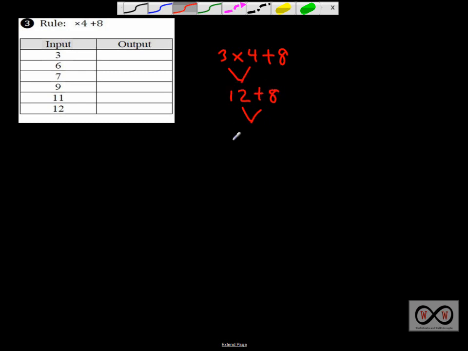That'll give us another 10, so that would be 2 tens, or 20. So there we go. We output 20. Now, next up, a 6 we need to input in our function machine. So we'll do this right over here. 6 times 4. Here we're applying our rule again. 6 times 4 plus 8.